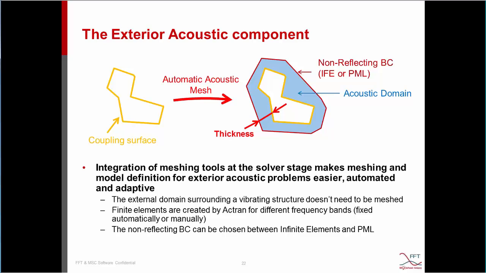So it's actually a big benefit for a user, because you only have to provide Actran with the acoustic coupling surface, and the near field mesh will automatically be created, and all required components to run the calculation will also be created by the exterior acoustic component.